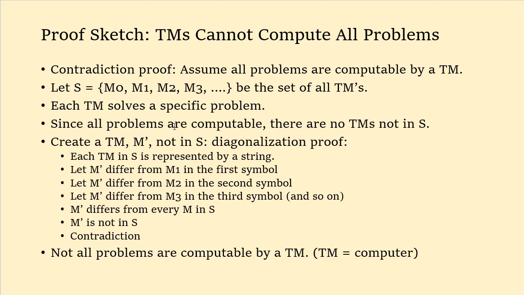Now, let's create a machine that's outside of S. Let's call it M prime. And the way you make M prime is this. Each Turing machine is represented by a string. Now, this is kind of critical. Each Turing machine is represented by a string. Let's talk about that for a minute. You know that table that the authors made in the Cornell notes?